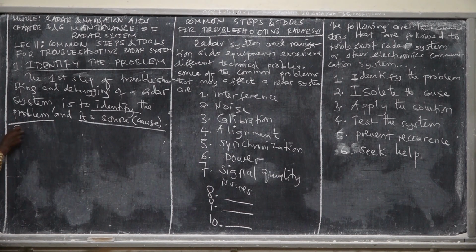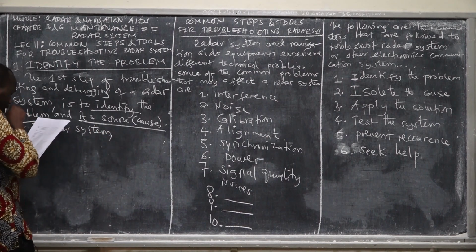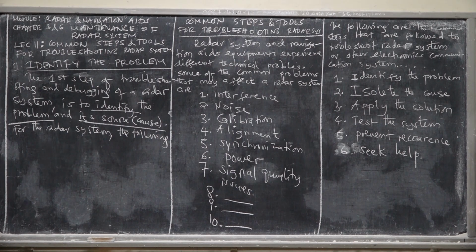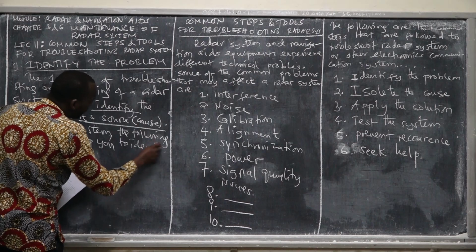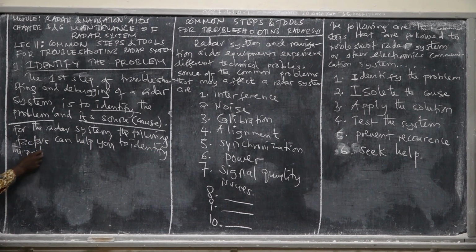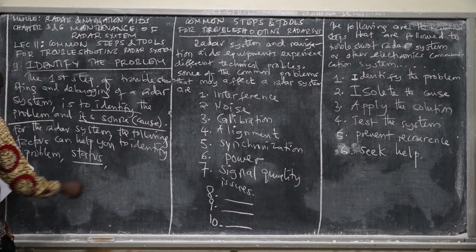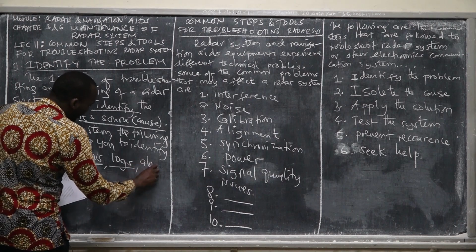For the radar system, the following factors can help you to identify the problem. The first factor: when a radar system has some problems, it might give you a status. Say status. Also, you may use something called logs. Logs are just like the logbook that you have. So logs may also give us some indicators that the radar system has problems.